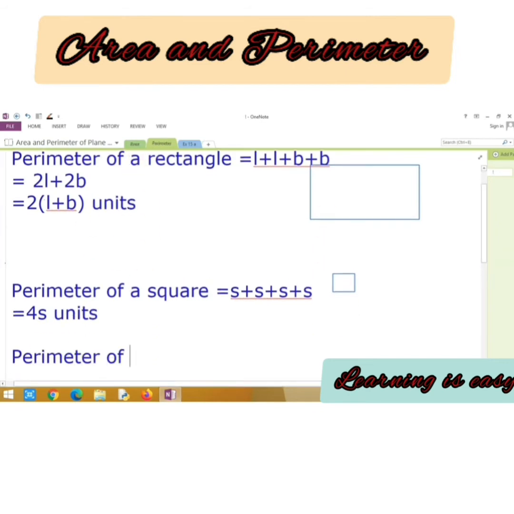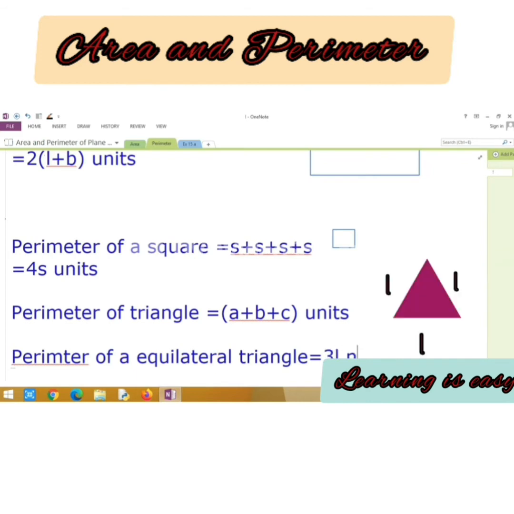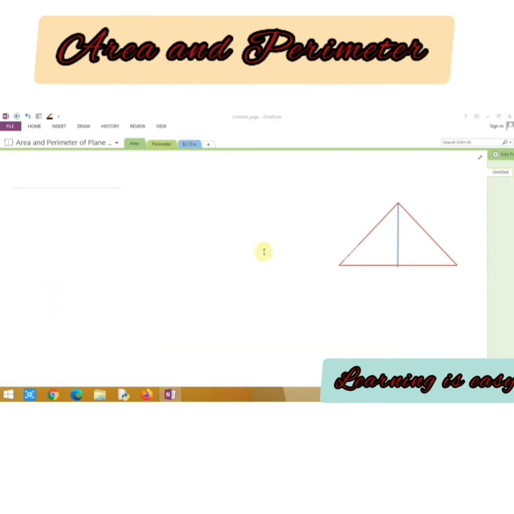Next we can see the perimeter of a triangle with 3 different sides a, b and c. Then the perimeter is the sum of all 3 sides, that is a plus b plus c. Perimeter of an equilateral triangle: all 3 sides are equal. Let's take the sides as L, then it's going to be 3L units. So that's the perimeter of an equilateral triangle.